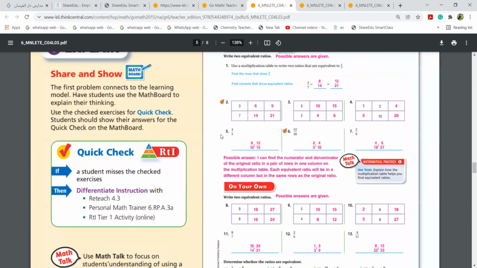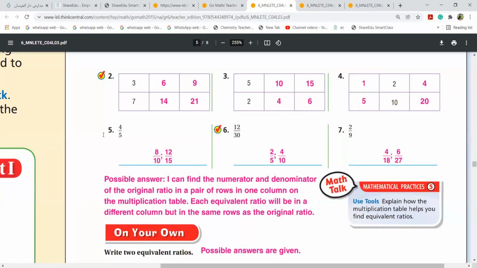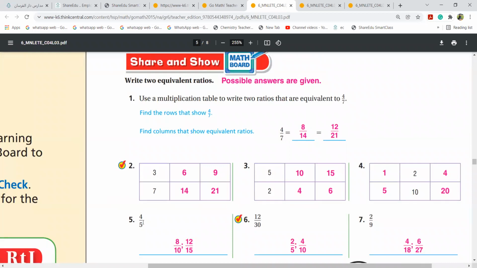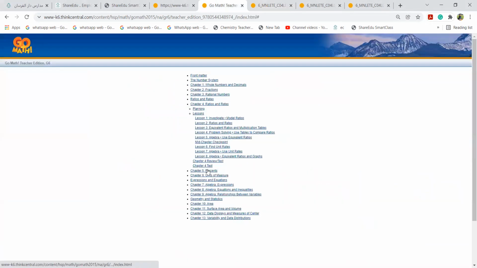Come here to share and show, girls. If I tell you to write or choose an equivalent ratio to 4 or 5, you know that you'll multiply with 2 or 3, right? You remember this? You'll just multiply with 2, with 3. Remember, 5 times 2 is 10, 5 times 3 is 15. Do you remember these, girls? Yes, I remember. So this was about the revision. Let us start our class.